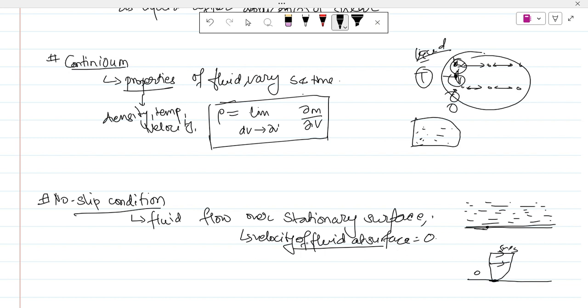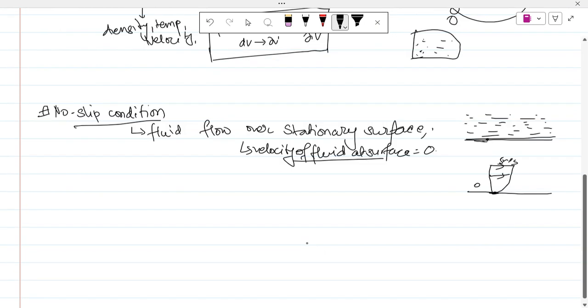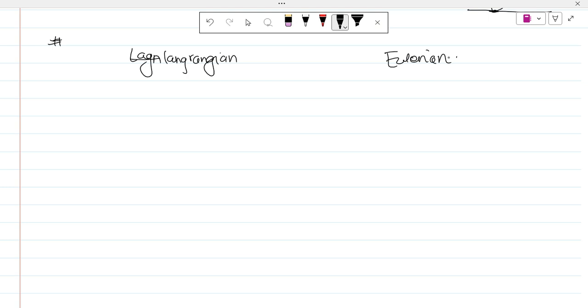Okay, we have a Lagrangian and Eulerian approach of analyzing fluid flow. Since we know that fluid flow is estimated by using fluid properties, there are two approaches: Lagrangian and Eulerian. So what is a Lagrangian approach?